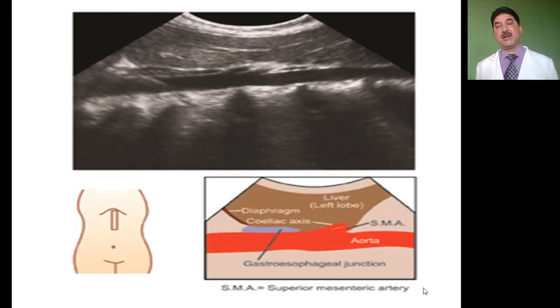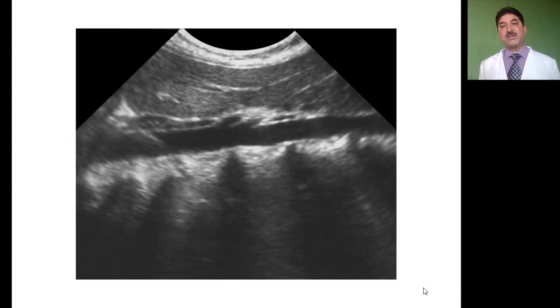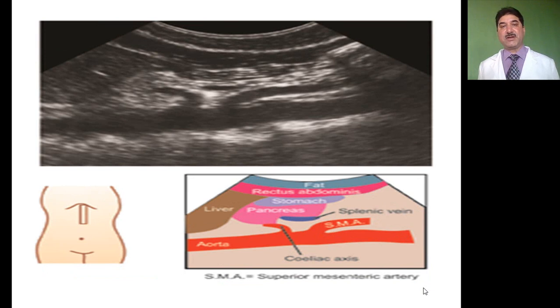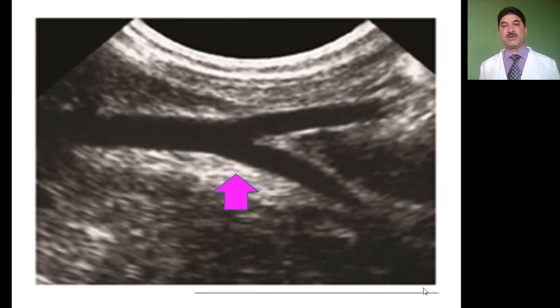If we place the probe longitudinally in the midline on anterior abdominal wall, we get the longitudinal section of abdominal aorta with the vessels originating from it. The first unpaired vessel is celiac trunk, followed by the superior mesenteric artery, which lies parallel to the abdominal aorta. So in this diagram, we can see celiac trunk and superior mesenteric artery originating from abdominal aorta.